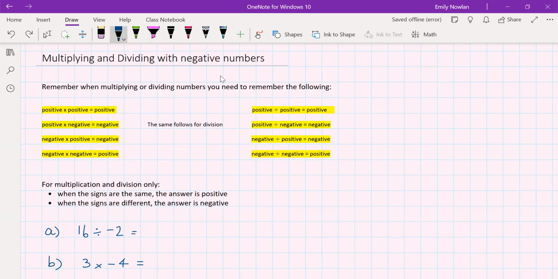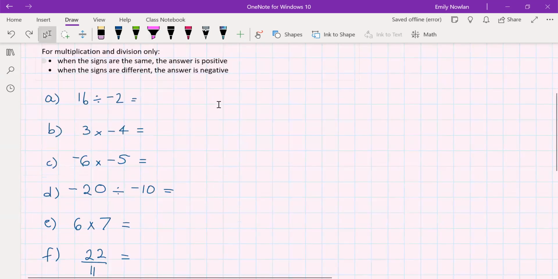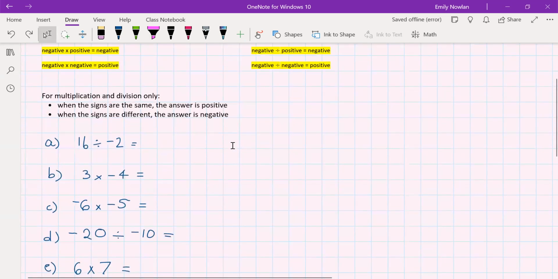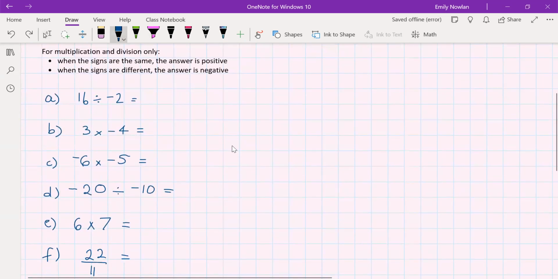So with these questions, here they are. Pause the screen, try them, and see how you go. So pause it, give it a go. So here we go. Let's do the answers.